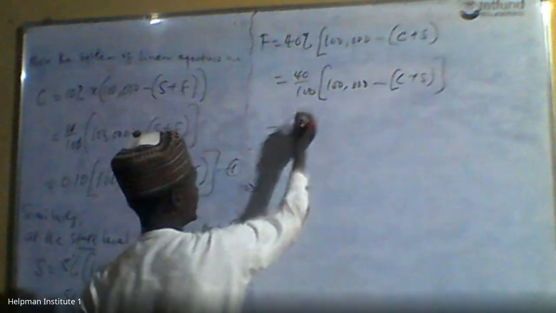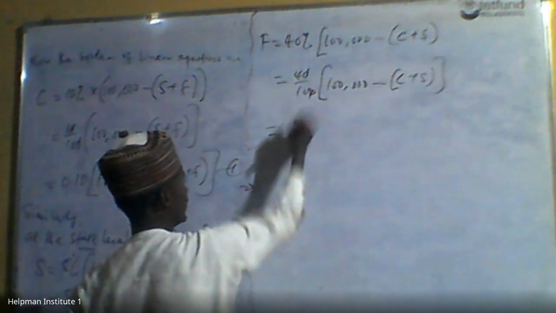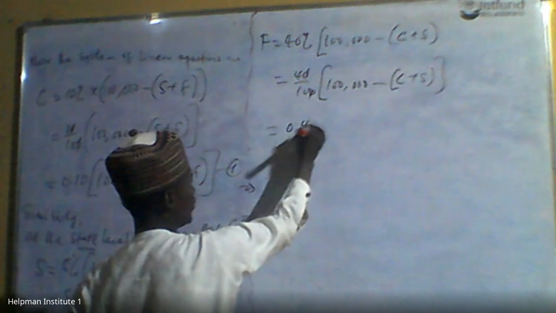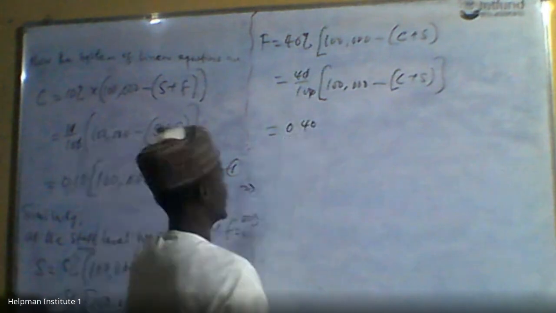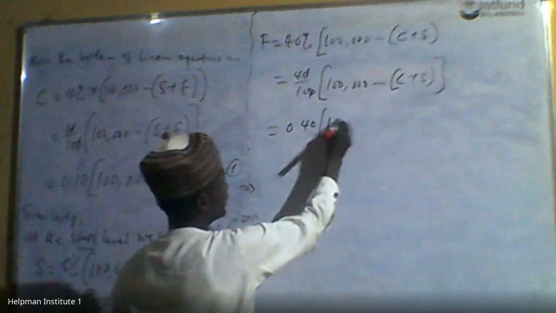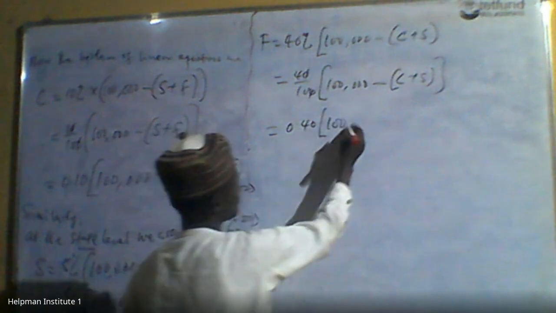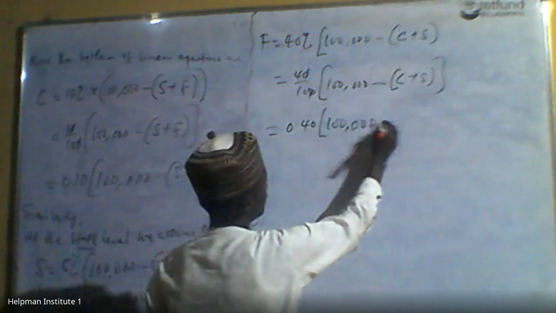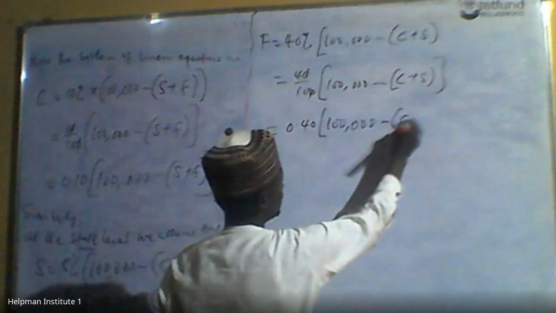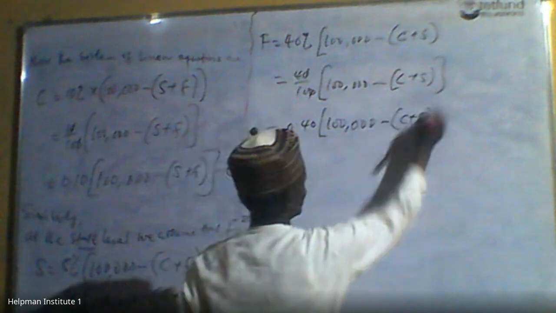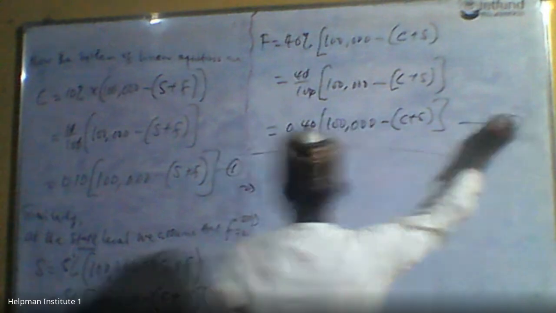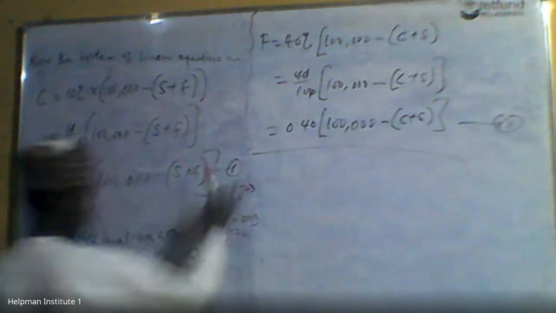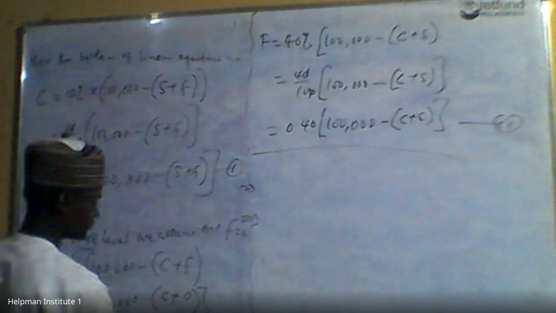So we now manipulate this. We have 40 over 100, we divide this, we have 0.4. Then we always rearrange it in 3 decimal, 3 significant places. So we have this equal to company income minus C plus S. In this case, we have how many equations? Let me call this equation 3. This is equation 1, and this one is equation 2.